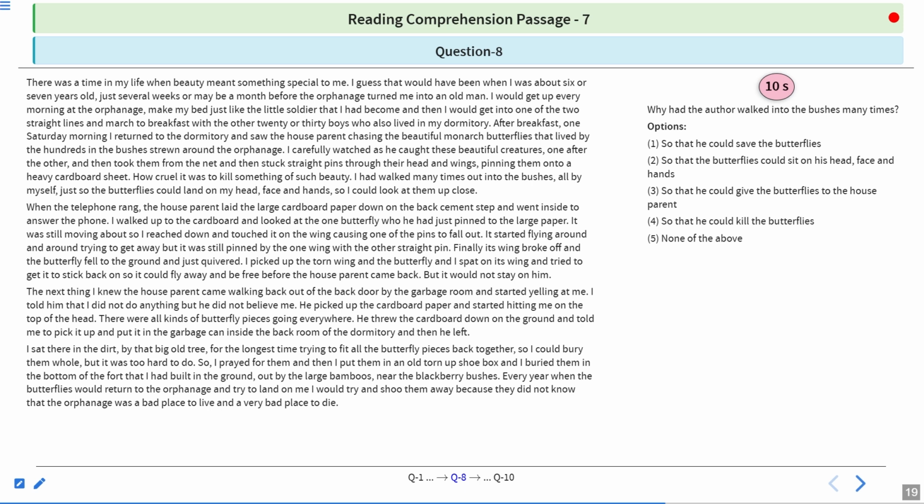The next question is, why had the otter walked into the bushes many times? Options are so that he could save the butterflies, so that the butterflies could sit on his head, face, and hands, so that he could give the butterflies to the house parent, so that he could kill the butterflies, and none of the above. You have 10 seconds to choose accordingly.